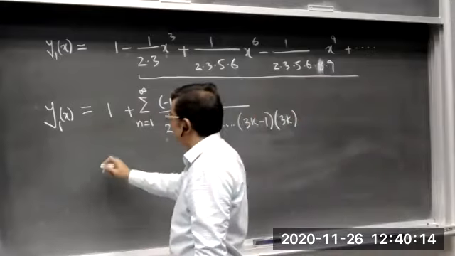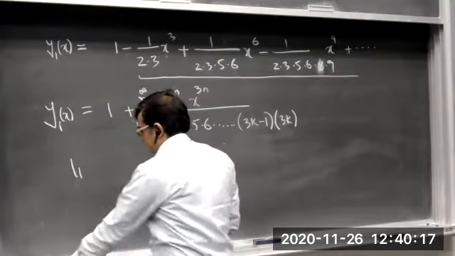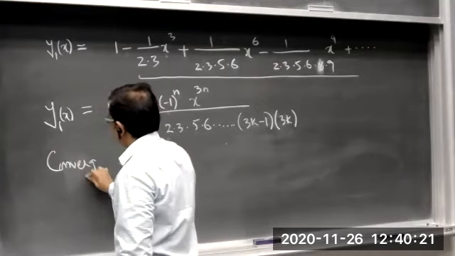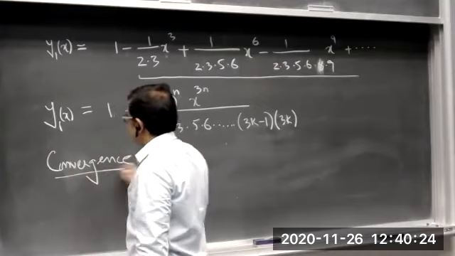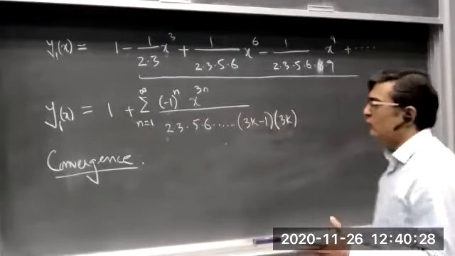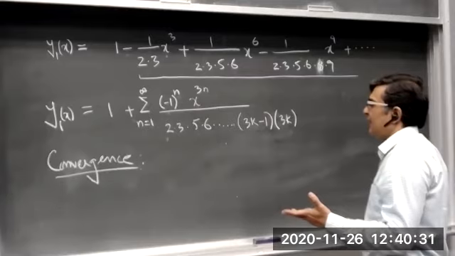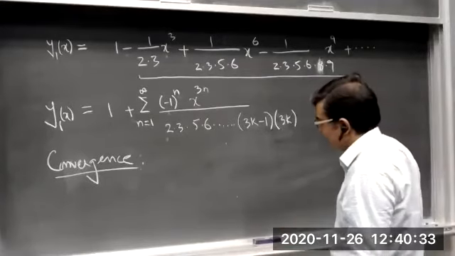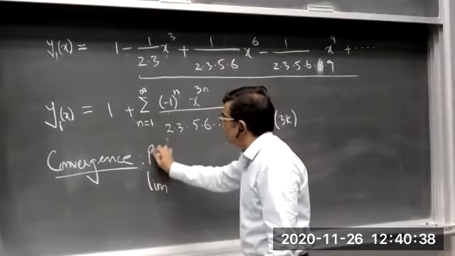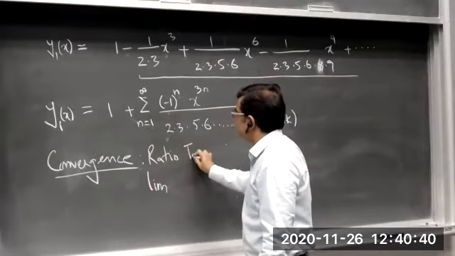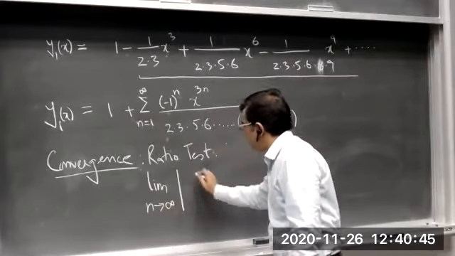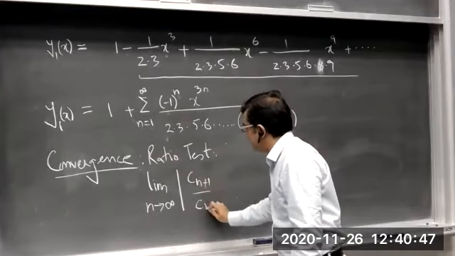We know that the general term is basically, let's write here, convergence. We will check convergence, we will apply the ratio test, and then we can find the interval of convergence and radius of convergence, obviously. So what is the method to check convergence? Ratio test. We apply the ratio test here. What is the ratio test? Limit n goes to infinity, mod of cn plus 1 divided by cn.